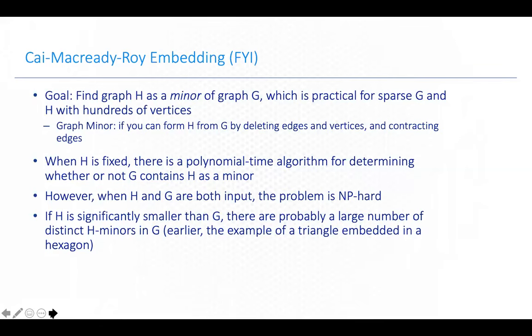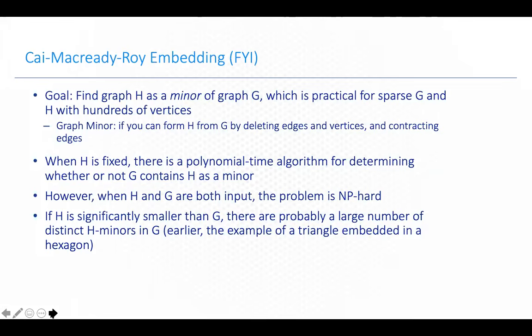Find the graph H, which is the smaller graph, like say the triangle, as a graph minor, it's called, of graph G. And their goal was to do this for, as they say, sparse G, when the big graph is not too connected, and H in the hundreds of vertices. And obviously you might be thinking back to that baseball problem. Yeah, that's probably more than hundreds of vertices. Anyway, when H is fixed, there's a polynomial time algorithm for determining whether or not G contains H as a minor. But if G and H are both general, then the problem turns out to be very hard.